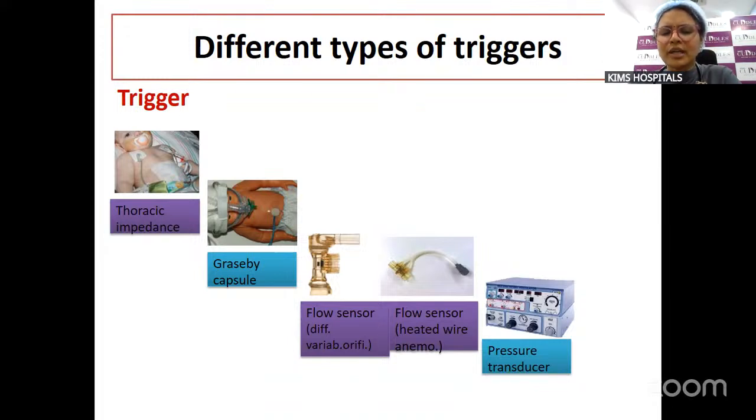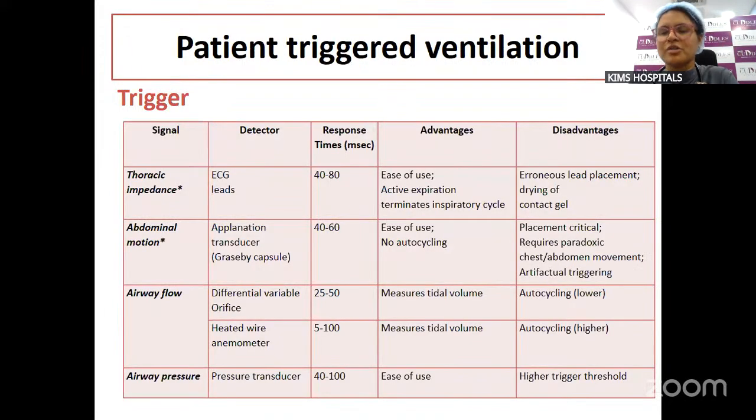The next two, the differential variable orifice meter and the hot wire anemometer type of flow sensor, are both used for detecting the baby's inspiratory flow as a means for triggering ventilator breaths, and the pressure transducer can sense the baby's negative inspiratory pressure generated during respiration as a means for triggering ventilator breaths. Among these different types of triggering mechanisms, the flow sensor has the least response time and measures the tidal volume, but is associated with an occasional problem of auto-triggering or auto-cycling.